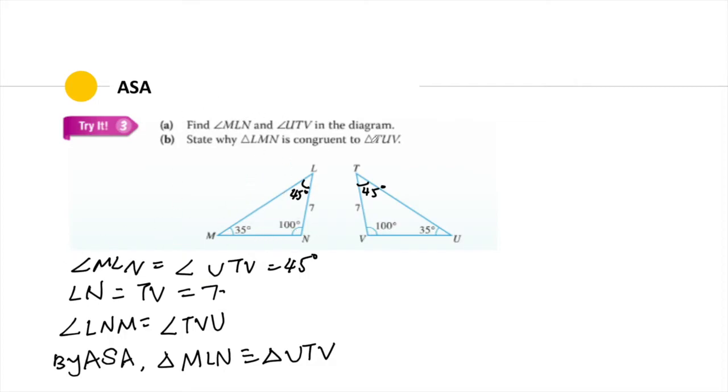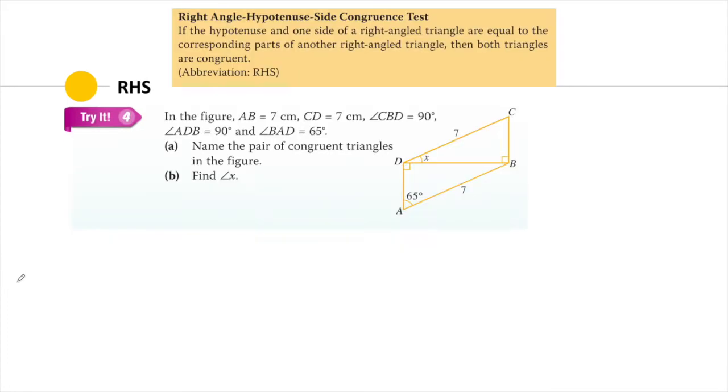Okay, so part A I've already answered, the angles. Part B, state why they are congruent: because of angle, side, angle. So this is my part B. The last one will be right angle hypotenuse side congruence test, which is RHS. Meaning that if the hypotenuse and one side of the right angle triangle are equal, then both triangles are congruent. Because in a right angle triangle, we already know that one angle is a right angle, right? So this is just another variation of ASA. So two angles are the same, you just need one side to prove.